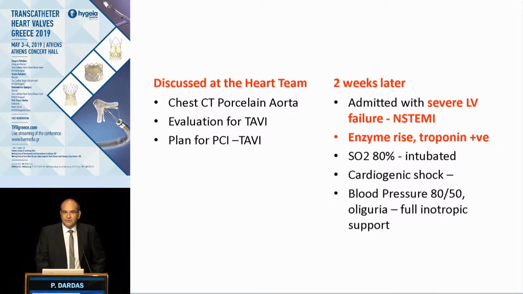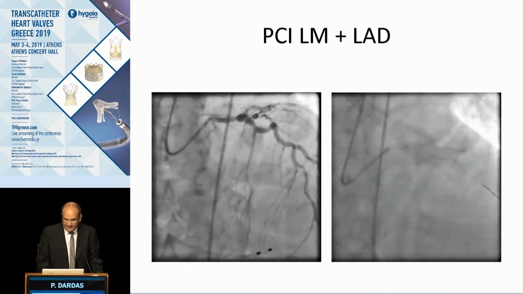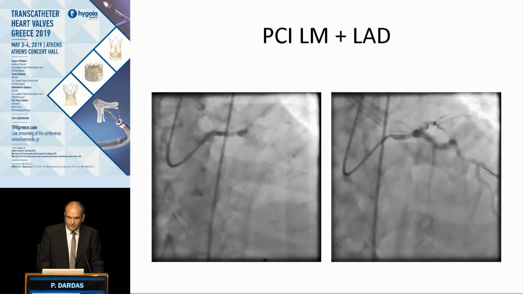And by the time we were discussing all this, the patient came back with a non-STEMI, troponin positive, and he developed a full cardiogenic shock. He was intubated, a blood pressure of 80/50. He was oliguric and fully supported with inotropes. So he went down to the cath lab immediately, and we had to act very quickly.